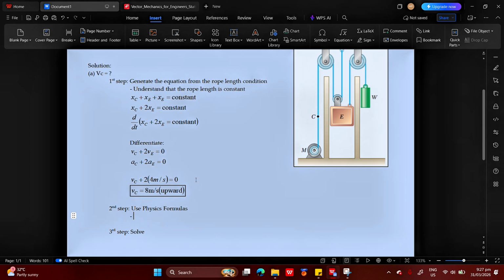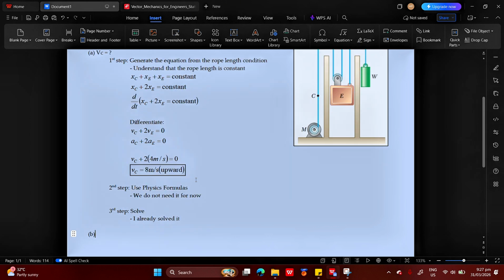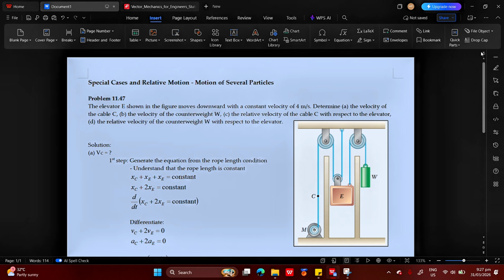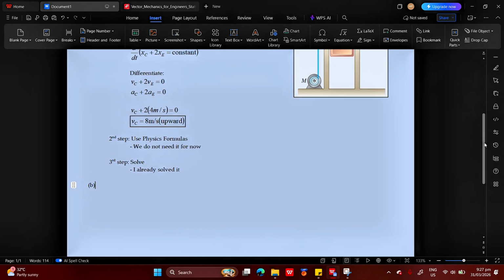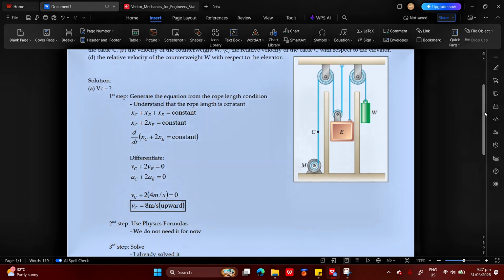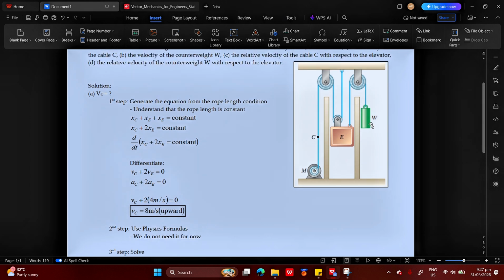Okay, so for our second step, we don't need this for now. Solve. Well, we do not need this. I already solved it. Next, so our B. For B, the velocity of the counterweight W. How do we solve that? For the W, you know that it is attached to the second rope. So we need to generate an equation from the second rope.